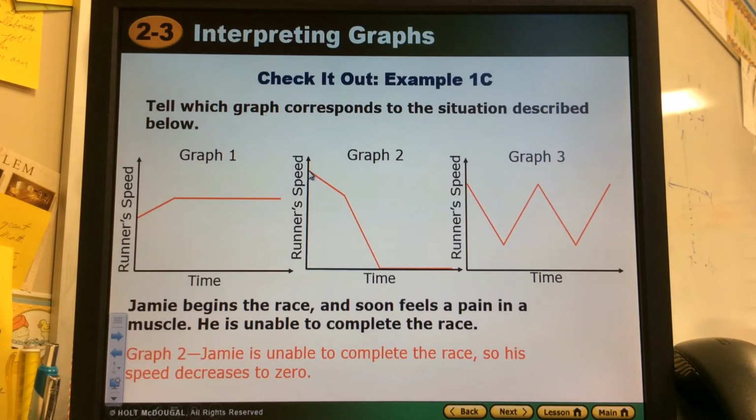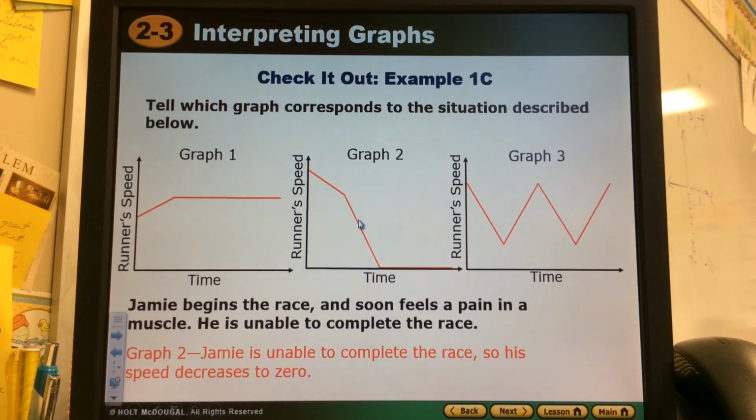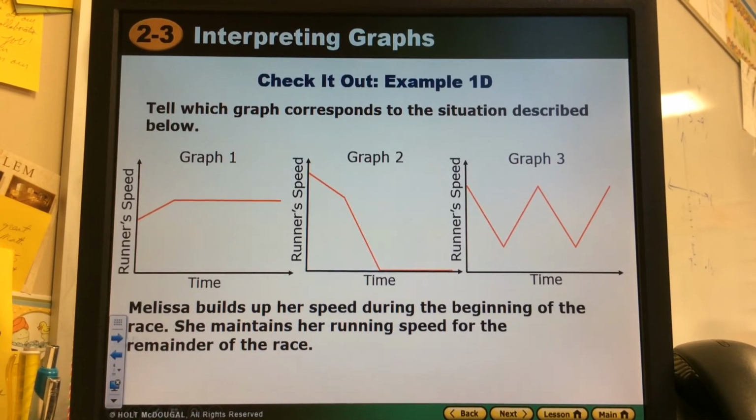Right here, Jamie, he's going at a pretty fast speed, but he starts to slow down gradually. Then he starts to really slow down, and I think there it's because something's going on with his, he feels pain in his muscle. So he's probably already kind of feeling it, but it's not so bad, but he does slow down. Now he's really slowing down quickly. And then he stops the race because there's no speed and time keeps ticking on. So it's graph 2.